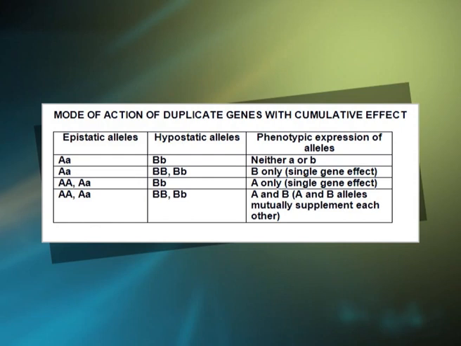In the third row, the epistatic alleles are capital A, small a. The hypostatic alleles are capital B, small b. The phenotypic expression is capital A only. In the fourth row, the epistatic alleles are capital A, small a. The hypostatic alleles are capital B, small b. The phenotypic expression is capital A and capital B.